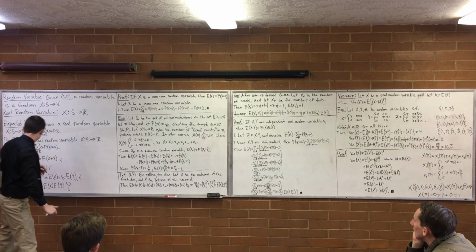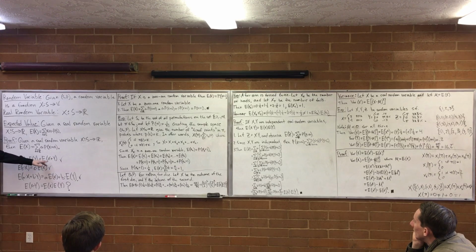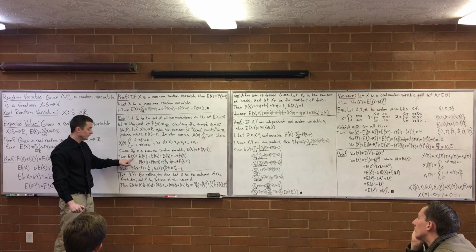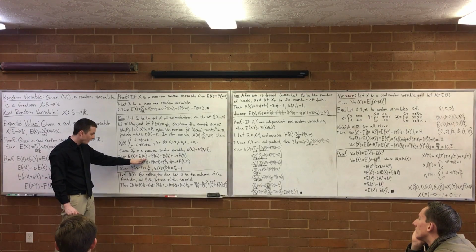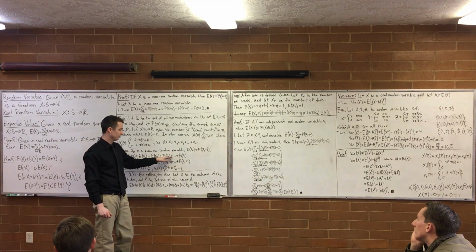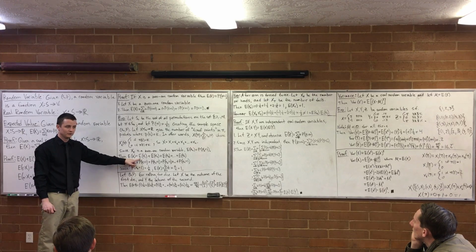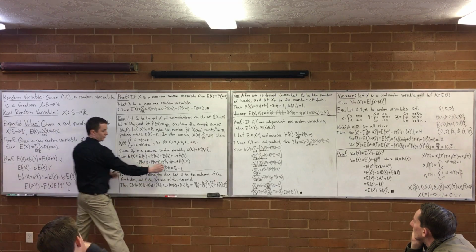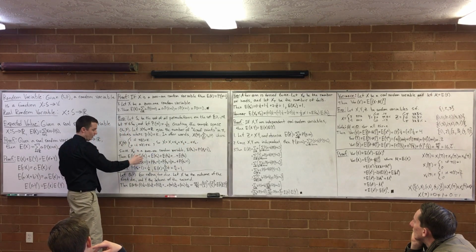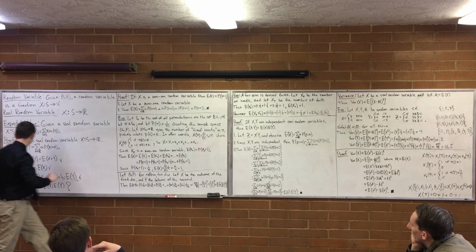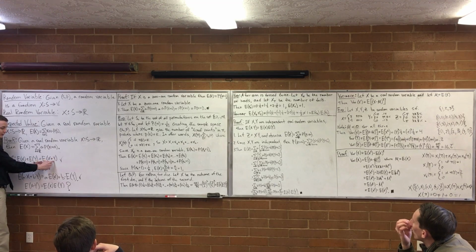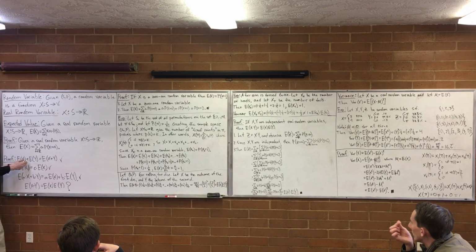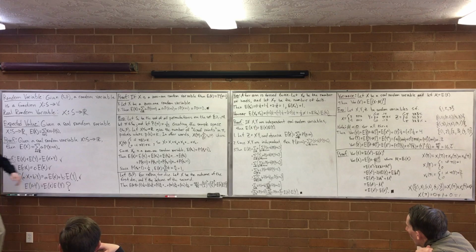So, we know the expected value of the sum is equal to the sum of the expected values. So the expected value of x1 plus x2 plus x3 plus x4 plus x5, etc., is the same thing as the expected value of x1 plus the expected value of x2 plus the expected value of x3, etc. X is equal to this sum, but the expected value of the sum is just the sum of the different expected values. So you good with what's happening here?